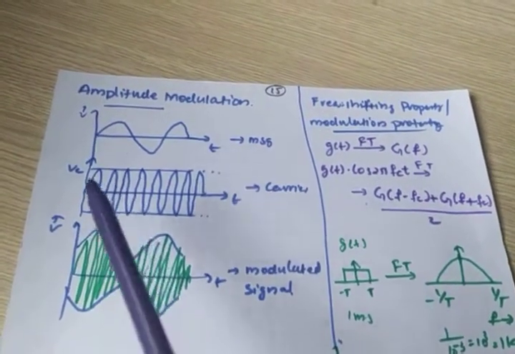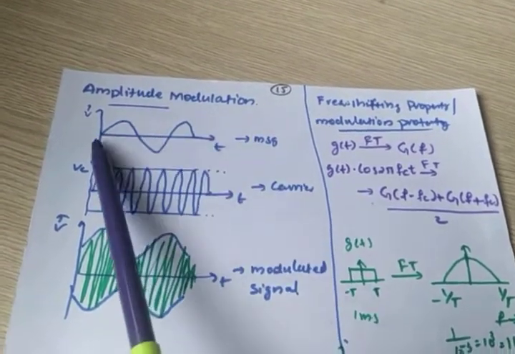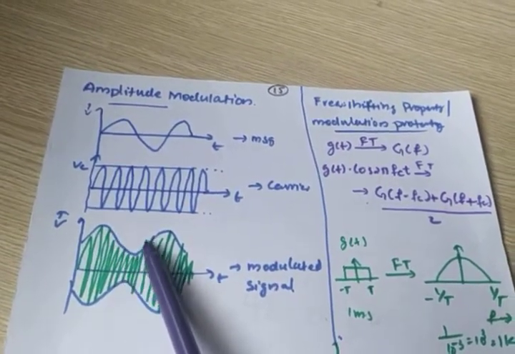So in AM, the amplitude of the carrier is varied in accordance with the amplitude of the message. So the modulated signal amplitude is varying.